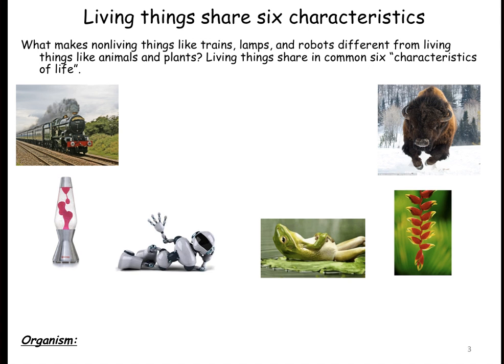So, let's begin by taking a look at some of the pictures here. We've got some non-living things like the train, the lava lamp, and the robot here, as well as some living plants and animals. So, what makes the plants and animals on this side living, while the other things are non-living? The answer is that only living things can claim all 6 of the following characteristics.